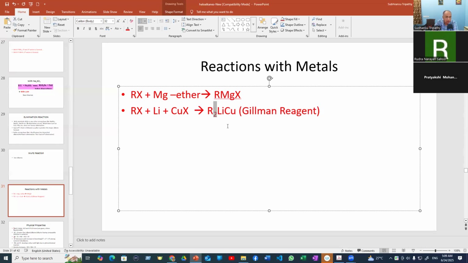In the Corey-House synthesis of alkanes, first we prepare the Gilman reagent by reacting the alkyl halide, which can be 1 degree, 2 degree, 3 degree, with lithium and cuprous halide. And this Gilman reagent is then allowed to react with the second alkyl halide. That should not be a 3 degree. It should be 1 degree or 2 degree, so that one R couples with the other R dash to produce the desired alkane, with the elimination of another residue, RCu plus LiX.